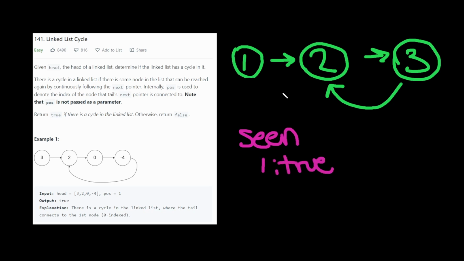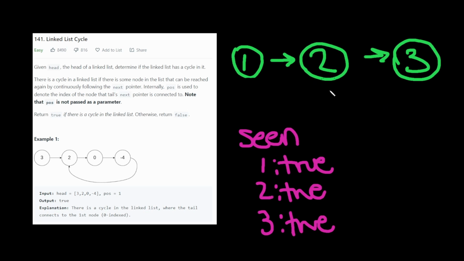Okay. Then we go to the second element here. We haven't seen it already, so we add it to our set. Okay, and then we go to our third element. We haven't seen it already, so we add it to our set. And then we go to our second element again because of this loop. And oh, we have seen it already, therefore we return true. Now in the case where this was not a loop, then we would simply get to the very end of the linked list and we would return false.